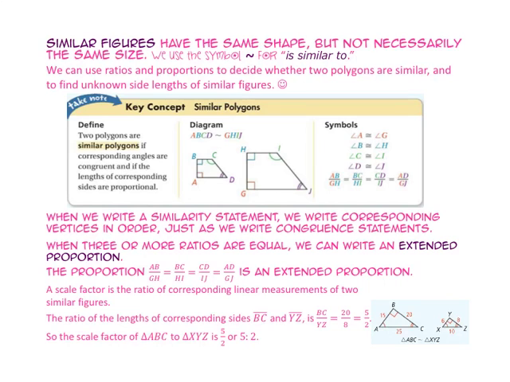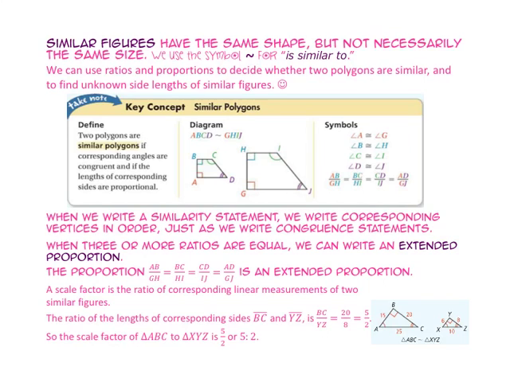are proportional. Notice that angle A is congruent to angle G, angle B is congruent to angle H, angle C is congruent to angle I, and angle D is congruent to angle J. In order for sides of polygons to be proportional, the corresponding sides, such as side AB and side GH, must have an equivalent ratio to sides BC and HI, side CD to side IJ, and side DA to side JG. When we write a similarity statement, we write corresponding vertices in order, just as we write congruent statements.